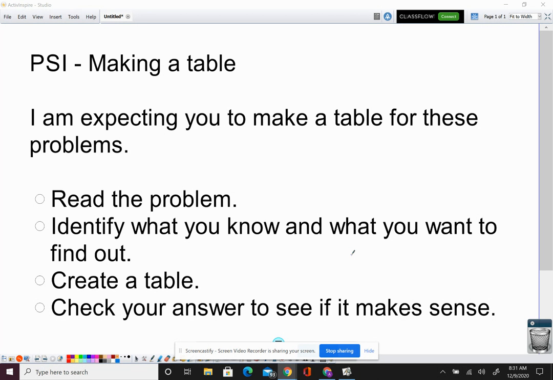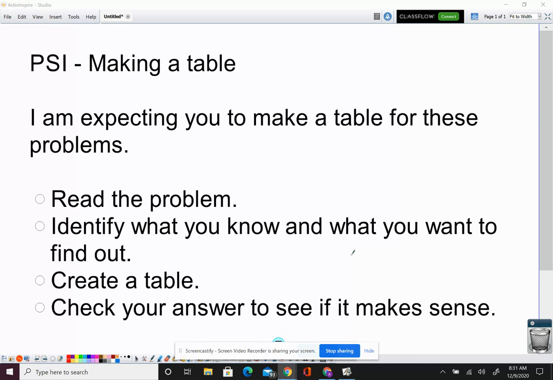So you're going to read the problems first. You're going to identify what you know, what you don't know. Is there additional information that they give you that you don't need to use at all? And if there is, you're just going to forget about that information. You're going to create a table and then you're going to check your answer to make sure it makes sense.